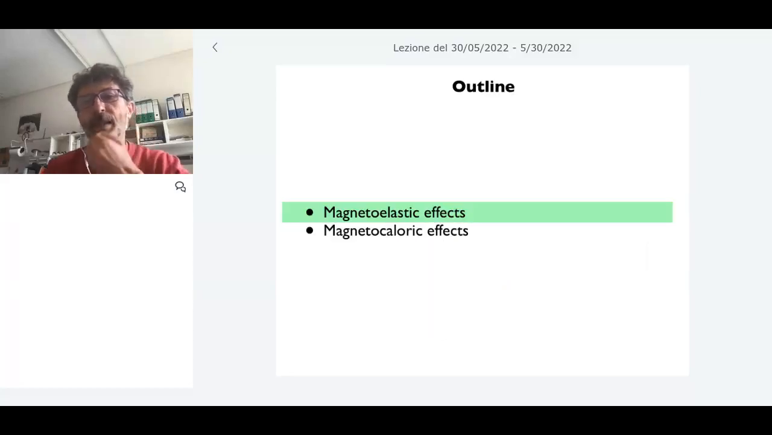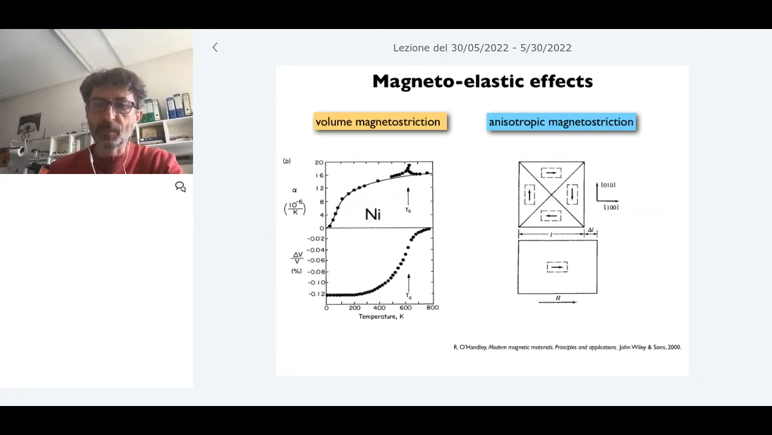So we start, we choose two classes, the magnetoelastic and the magnetocaloric effects. Let's start with the first, the magnetoelastic one. As we have seen, one can couple the magnetism both with the volume and with the deformation in a certain direction, so with a strain. Therefore, when we talk about magnetoelastic effect, we have immediately to distinguish between what is called the volume magnetostriction and the anisotropic magnetostriction. These are two completely different effects.